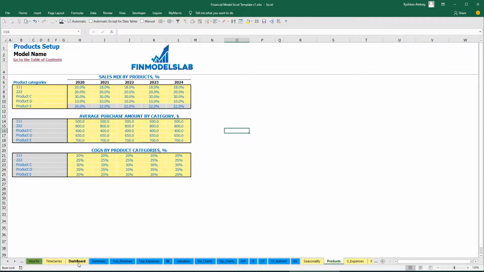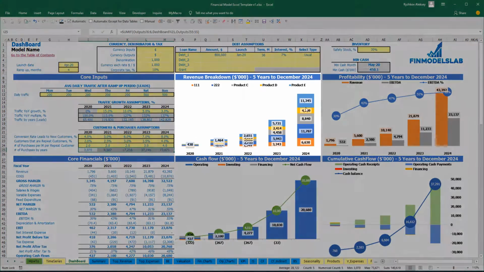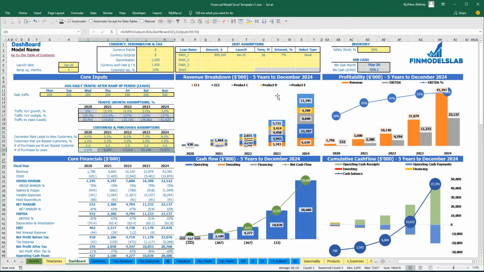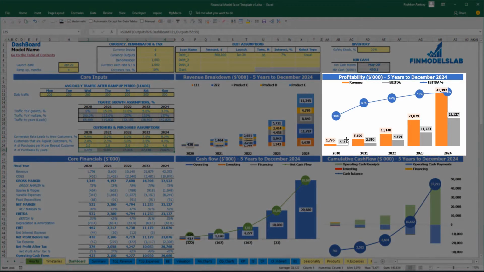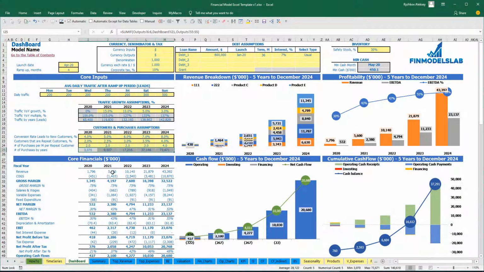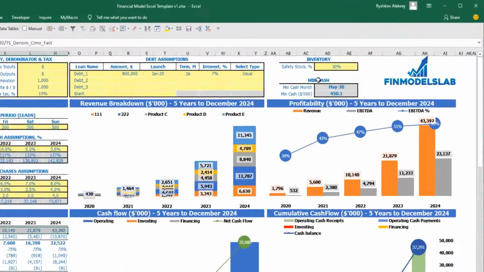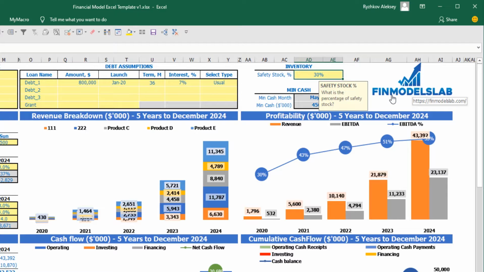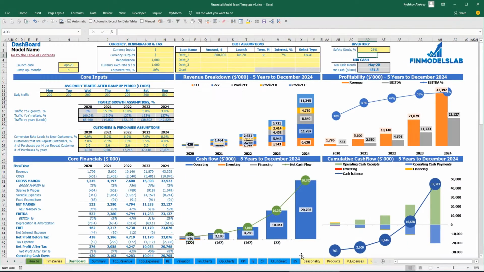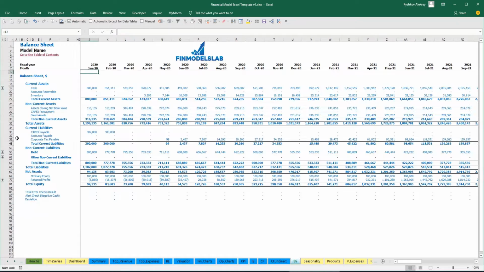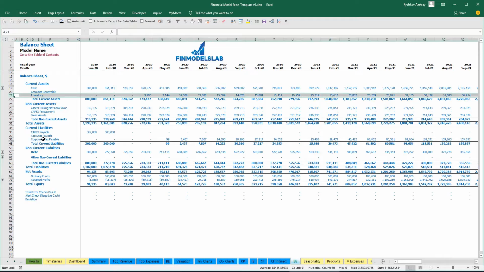After you input all these assumptions, you may see the revenue breakdown by products, and you can also review the revenue on the profitability chart, and on other core financials you have revenue as a total amount by years. Additionally, you can input safety stock under inventory category on the dashboard. Let's pretend it will be 25%, and based on this assumption you will have the calculation of inventory under your balance sheet.